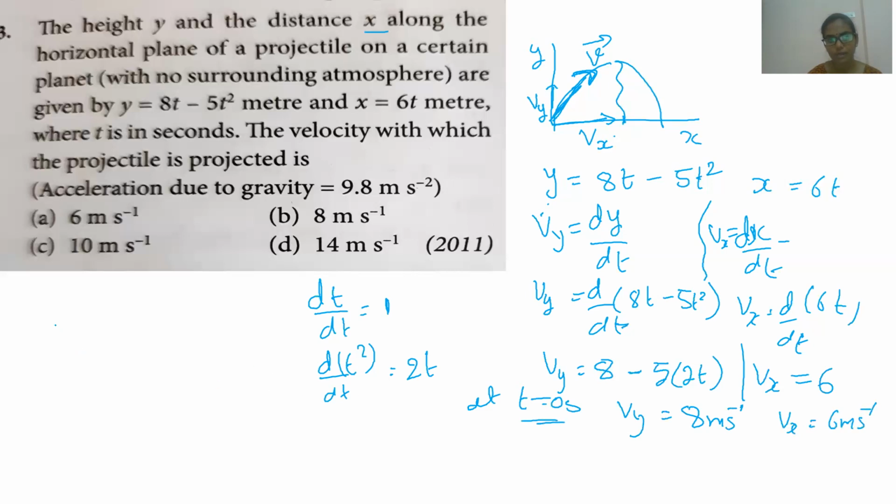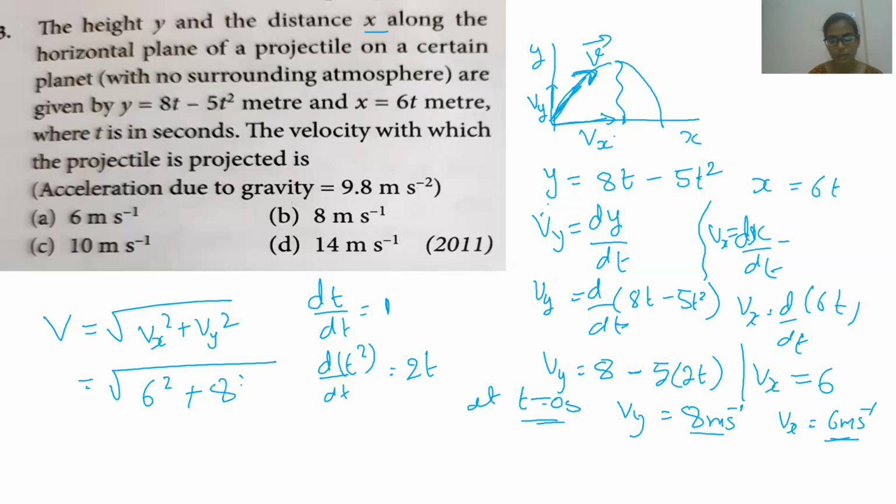Now you can solve the vector. The resultant of any vector is given by the root of the x component square plus the y component square. So the resultant velocity is given by, see children, Vx is 6 square plus Vy, you can see, 8 square. So you will solve this. Root of 36 plus 64. So root of 100 you will get, which is nothing but 10. The velocity unit is meter per second. So this is the resultant velocity, 10 meters per second.